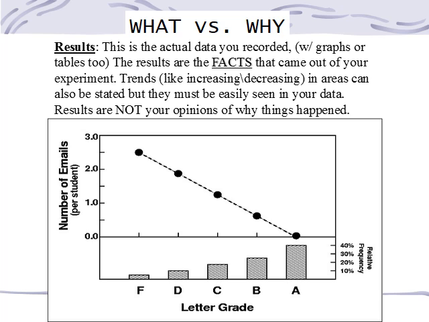And again, you can see this graph comparison here. It shows the letter grade in the class, F, D, C, B, A, and then the number of emails per student towards the teacher. So the F students are much more likely to be sending emails to the teacher.